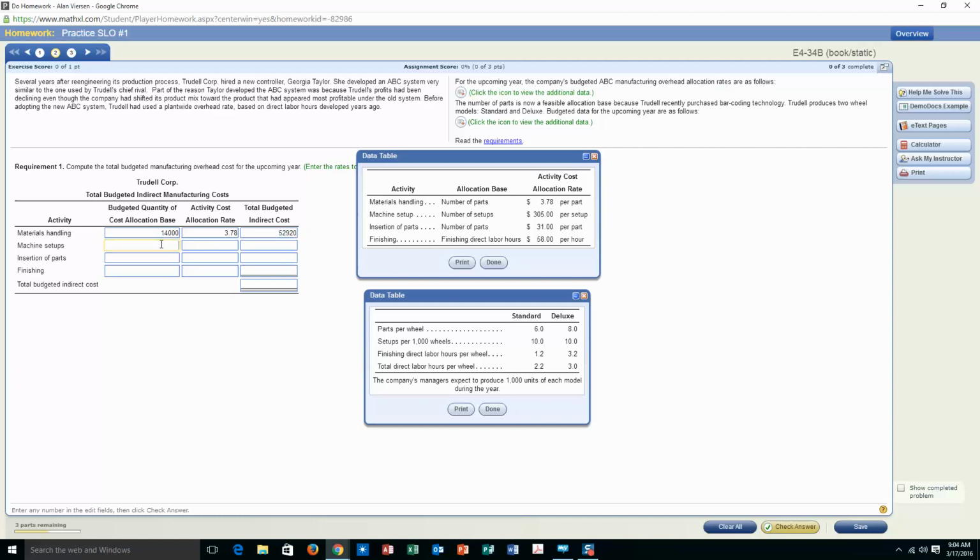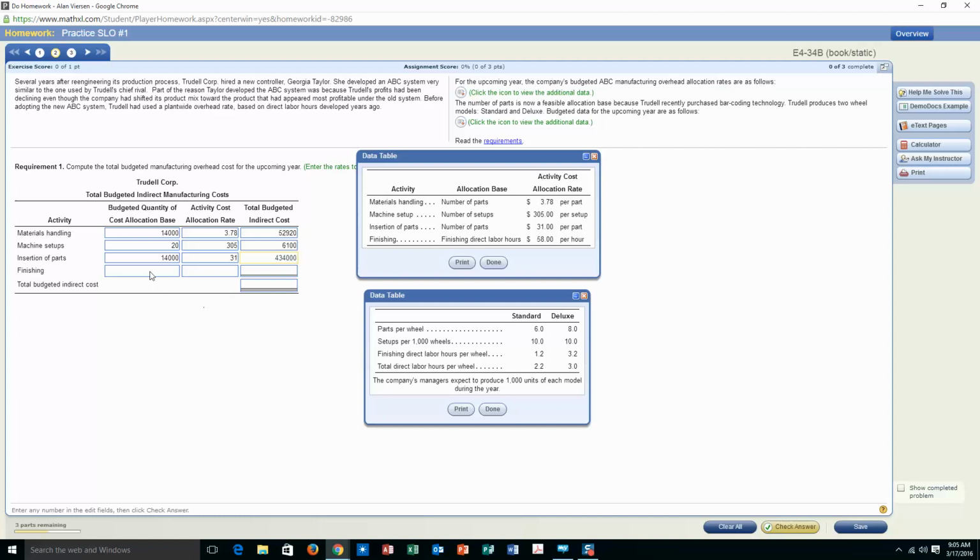And we're just going to fill in now the rate, the cost per part, total those two together, and that's good. So now the setups, we look down here, the total number of setups for 1,000 wheels are 20 setups. The cost per setup is $305, and so this is $6,100 budgeted indirect costs. The insertion of parts, again, we're using the total number of parts times the cost per part, which is $31.